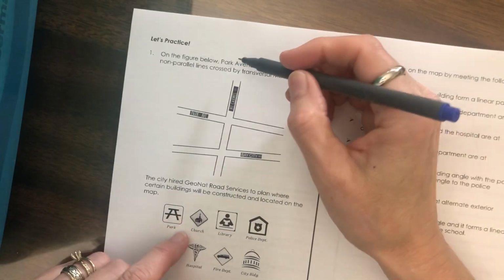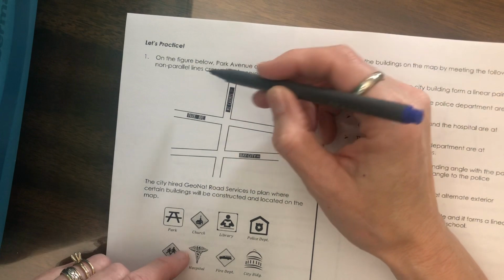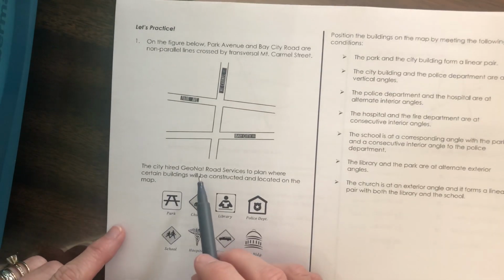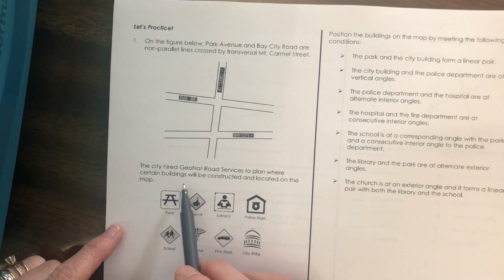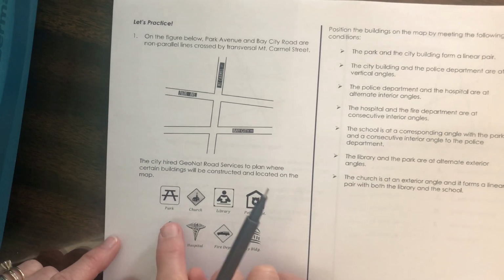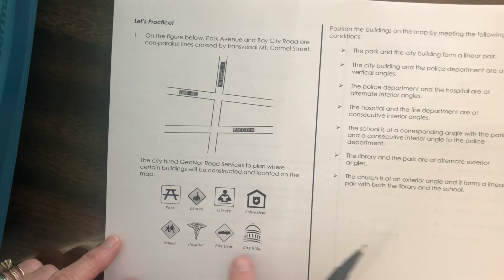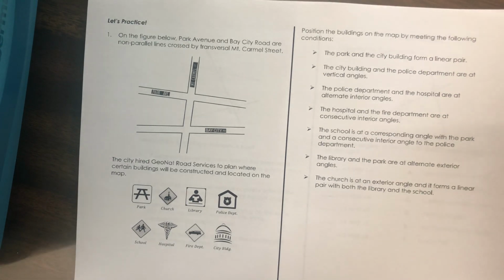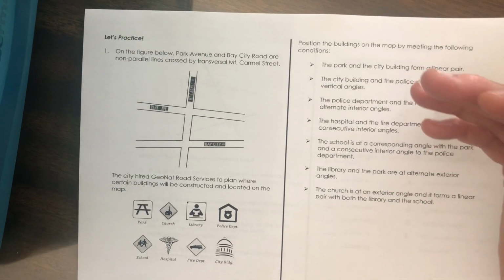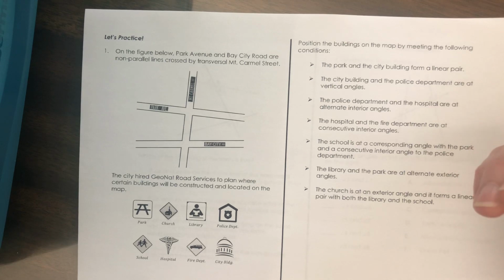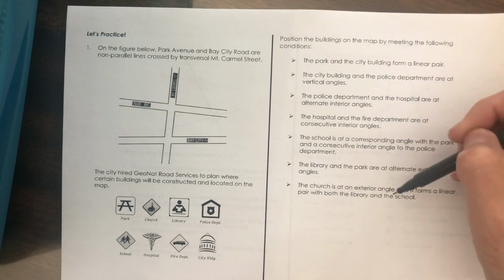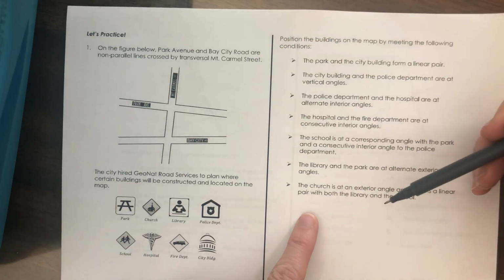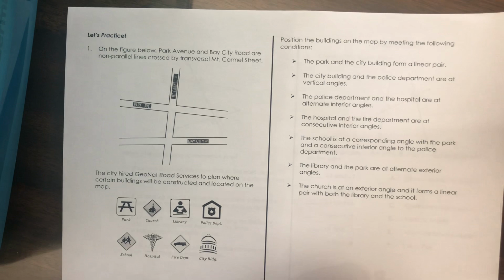All right, on the figure below, Park Avenue and Bay City Road are non-parallel lines crossed by transversal Mount Carmel Street. The city hired GeoNet Road Service to plan where certain buildings will be constructed and located on the map. And we have Park Church, Library, Police, School, Hospital, Fire, and City Building. Position the buildings on the map by meeting the following conditions. Okay, now I have looked at this one before, and I'm going to tell you that there's a couple different ways to do it depending on where you put your starting one. Unfortunately, none of our clues here specify a specific street or intersection, so the answer could work out in a variety of ways.